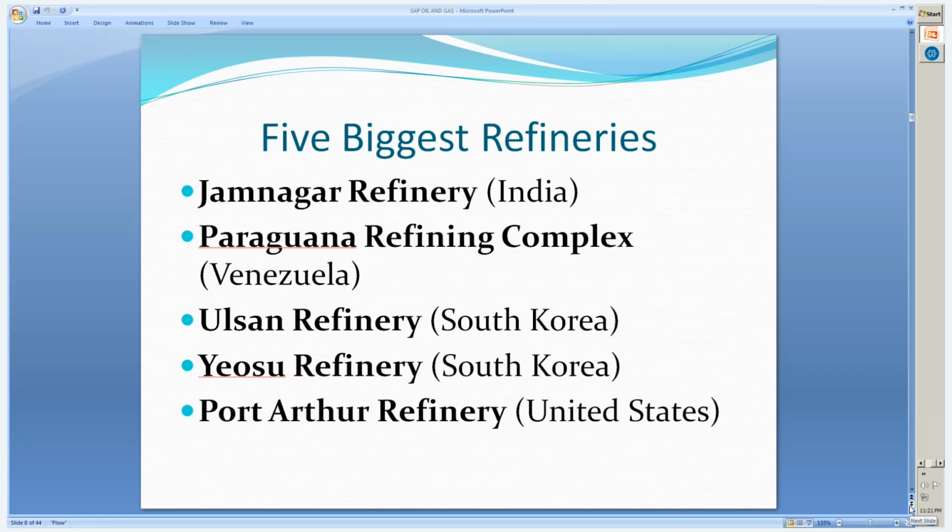Now, let us take a look at some of the biggest refineries worldwide. Among the global refinery companies, India has the biggest refinery in the world, located at Jamnagar. Then you have one at Falguna Refining Complex, followed by Ulsan Refinery in South Korea. In South Korea, there are two actually. And then you have one in the United States. So I've just listed here the 5 largest refineries worldwide as of today.